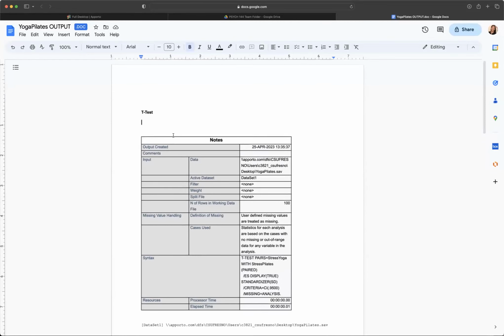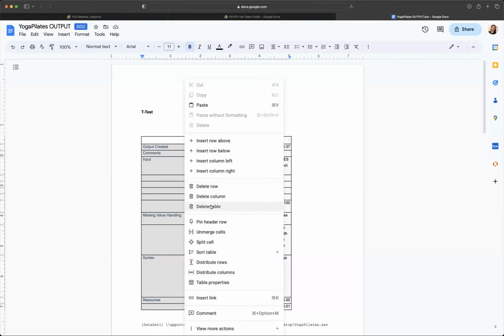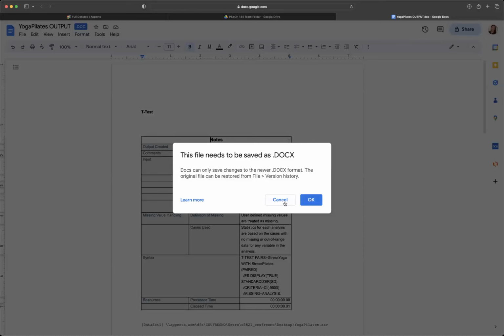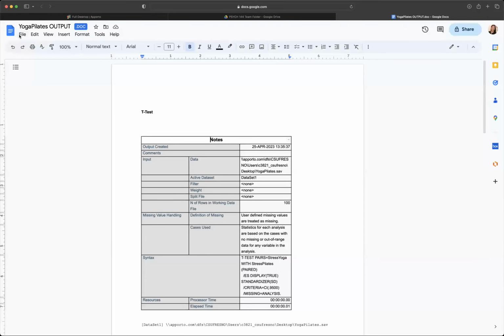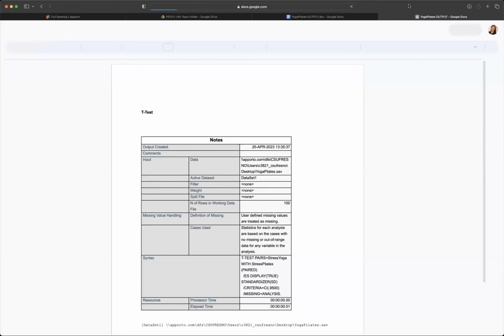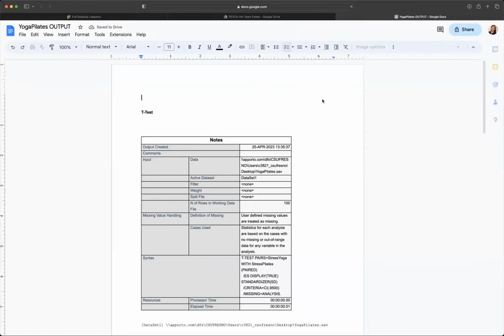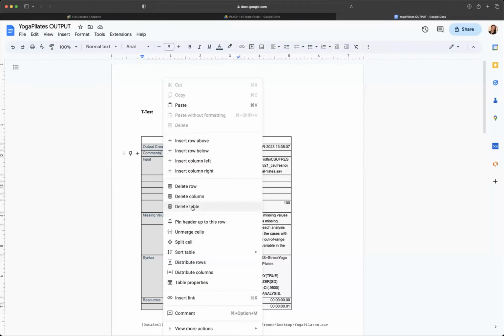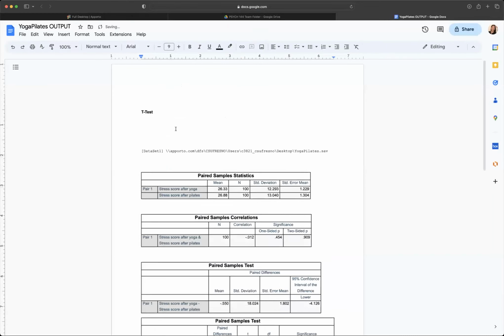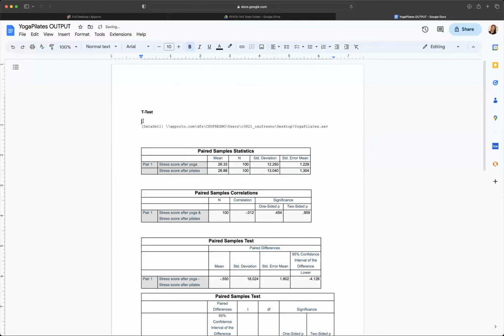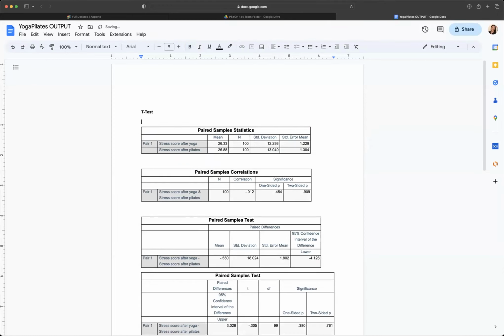What I want to do is first clean this up. You're always going to get these notes, and it tells you about the output and the analyses that were done here. We don't need this, so you can right click on it and delete the table if you want to. I'm going to save this as a docx. I'll just save it as a Google Doc. That's why it looks different. So let's try this again. There we go. So I will right click here and delete my table. Now that looks a little bit cleaner. You could also delete this information. This is just the file name, so it's not important.